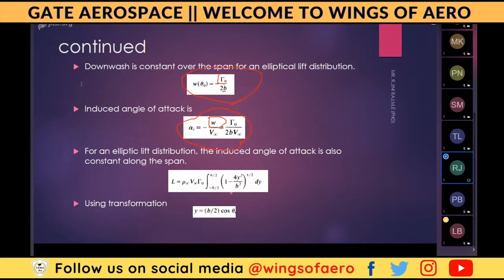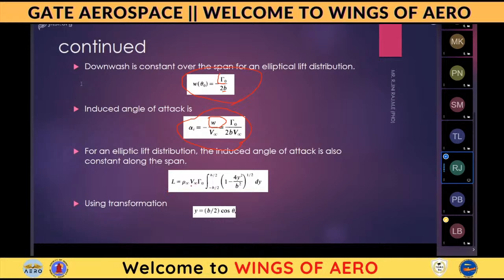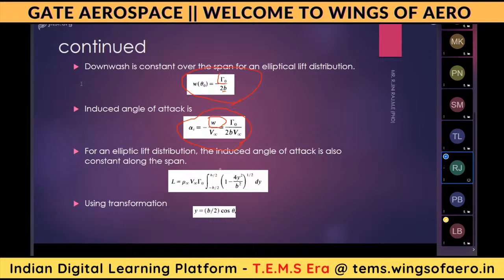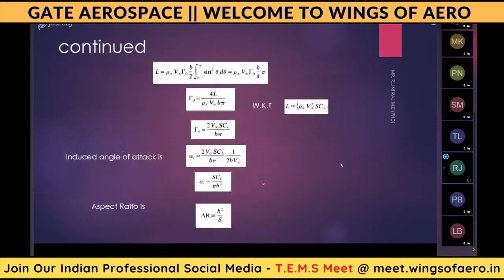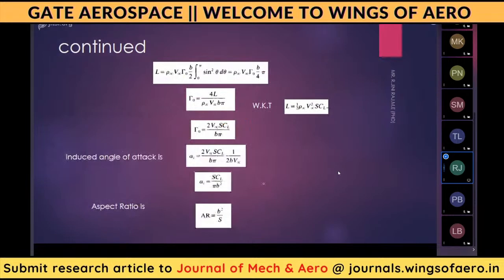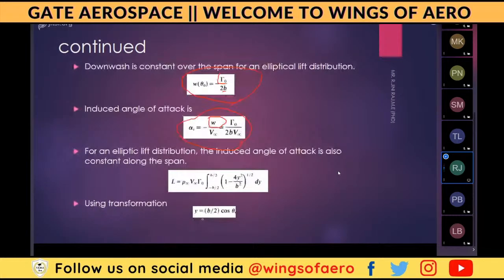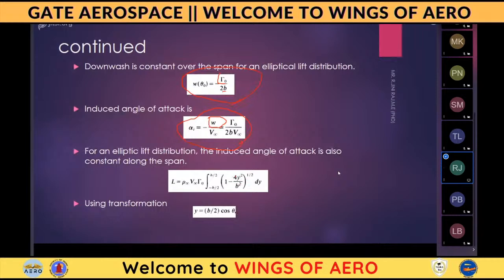We all know lift is equal to rho infinity V infinity gamma naught times the integral from minus b by 2 to b by 2 of (1 minus 4 y square divided by b square) whole power 1 by 2 dy. By applying the transformation, that is y equal to b by 2 cos theta, we get 4 times b square divided by 4 into cos square theta.